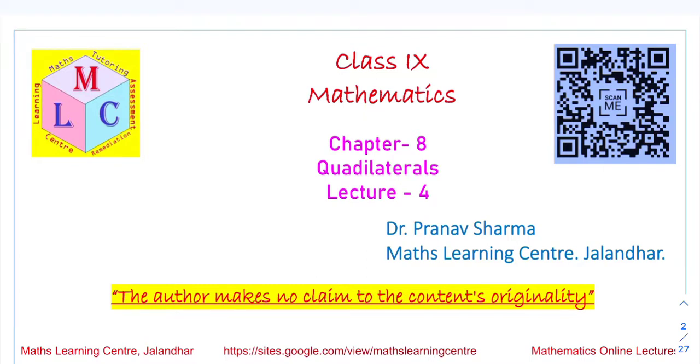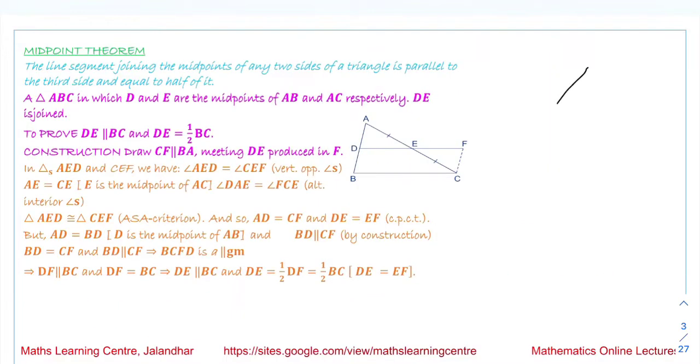Suppose a triangle is given to us, and we are saying that this is the triangle ABC, and D and E are the midpoints of AB and AC. Now if we draw a line which passes through this point D and this point E, then the theorem says that this line is parallel to BC.